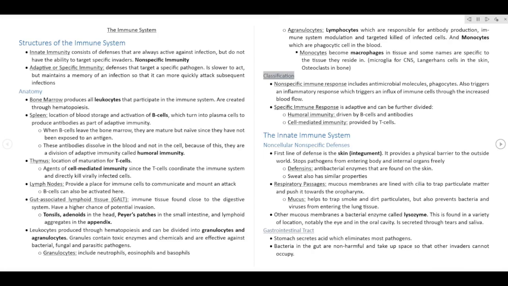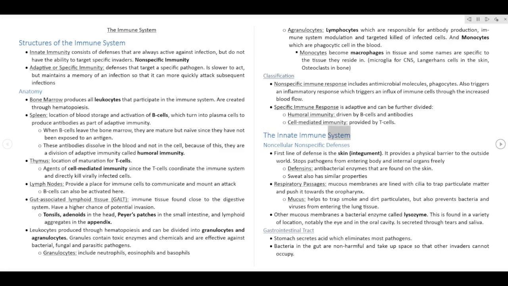Classification. Nonspecific immune response includes antimicrobial molecules and phagocytes. It also triggers an inflammatory response, which triggers an influx of immune cells through the increased blood flow. Specific immune response is adaptive and can be further divided. Humoral immunity, driven by B cells and antibodies. Cell-mediated immunity, provided by T cells.